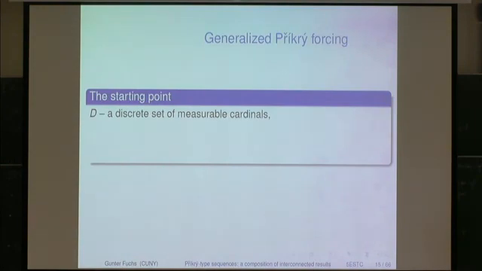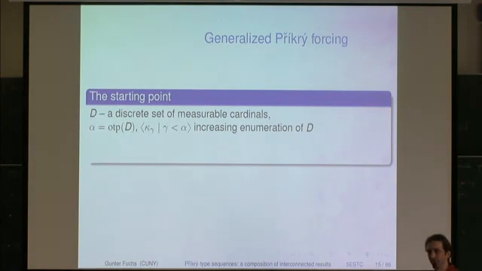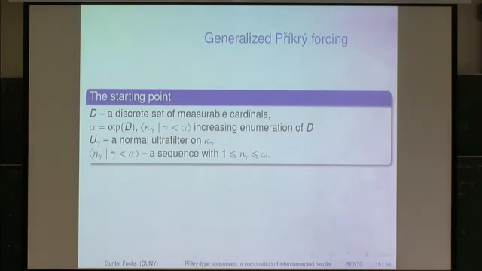So the starting point here is a discrete set D of measurable cardinals. So no limit points of the set are in the set itself, so no measurable limits of measurable cardinals in there. And alpha, let's say, is the order type of D, and kappa gamma is the enumeration. And let's fix U sub gamma, a normal ultrafilter on kappa gamma. And let's fix the sequence eta gamma of ordinals between 1 and omega, omega inclusive.